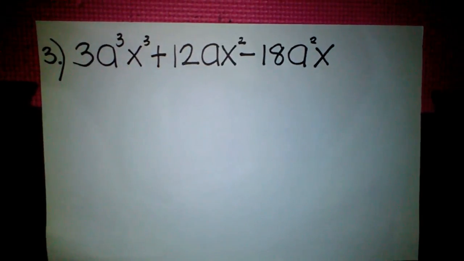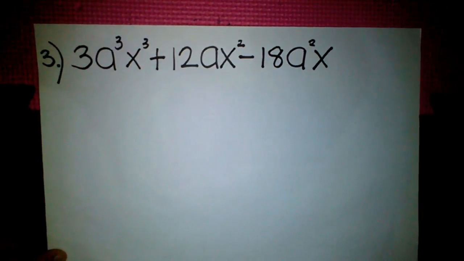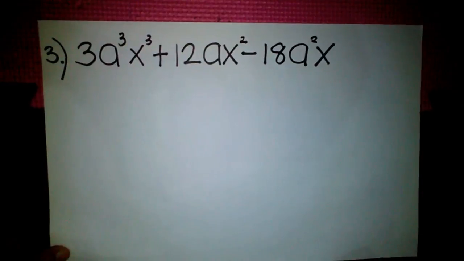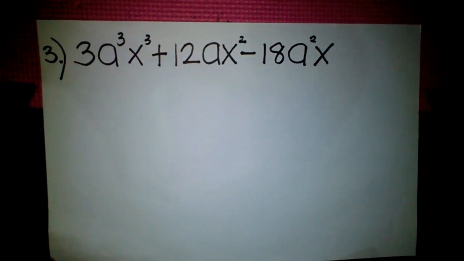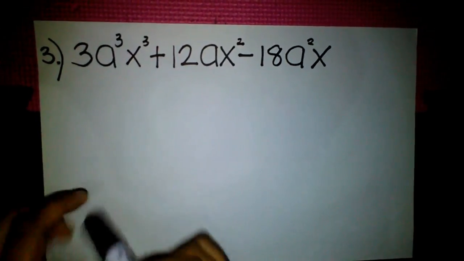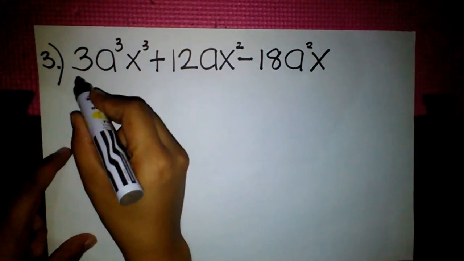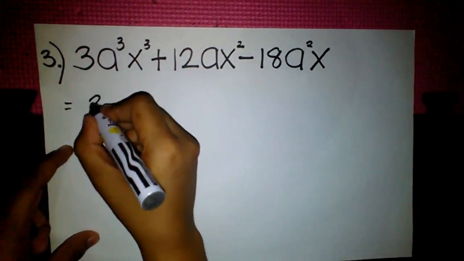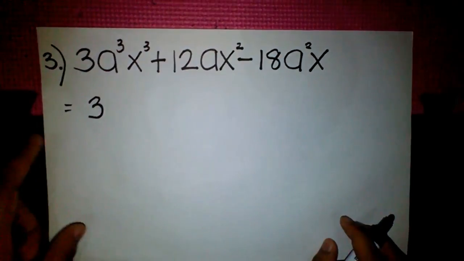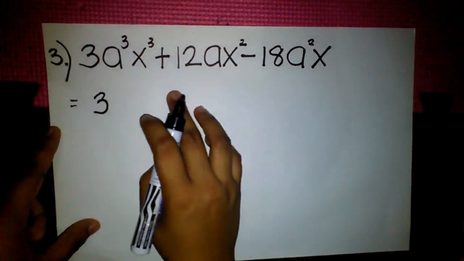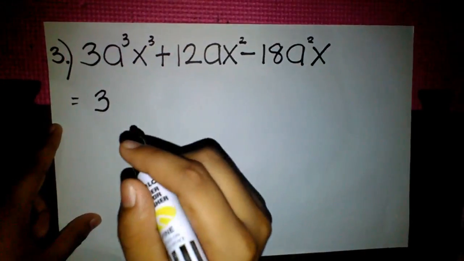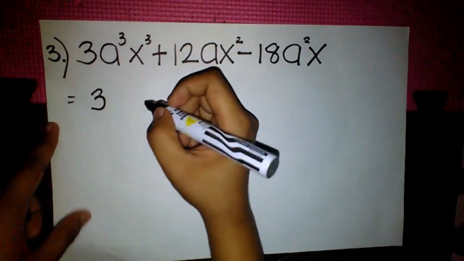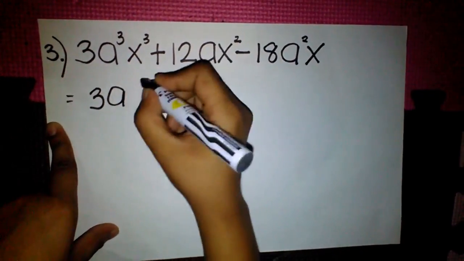Let's have another example. So 3a cubed x cubed plus 12ax squared minus 18a squared x. In this equation, the GCF of the coefficients, which are 3, 12, and 18, is 3. And for the variables it is ax. So all in all, we have the greatest common factor of 3ax.